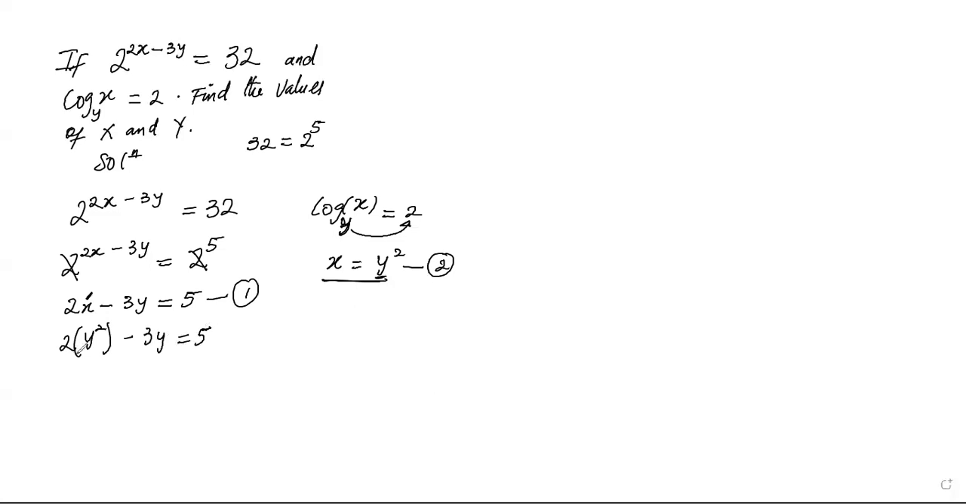So go ahead and distribute. I have 2y squared, then minus 3y, then I can take this guy inside, so I have minus 5 is equal to 0. Now we have a quadratic equation to solve. We want to figure out the solution to this quadratic equation.